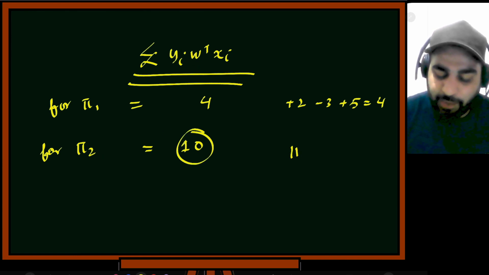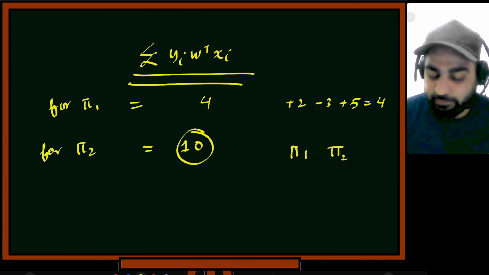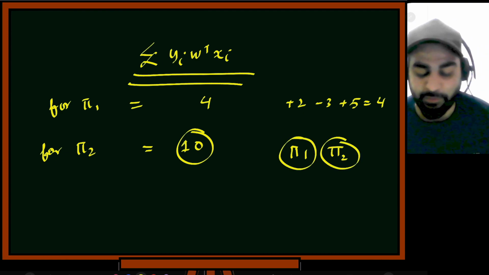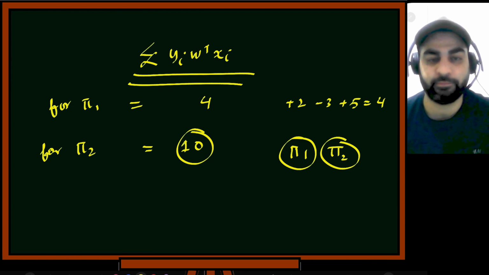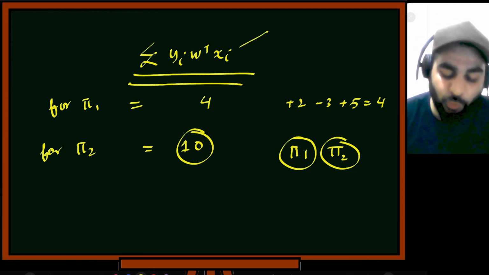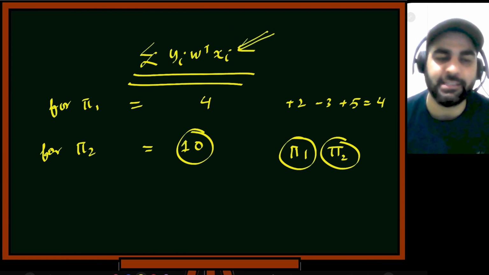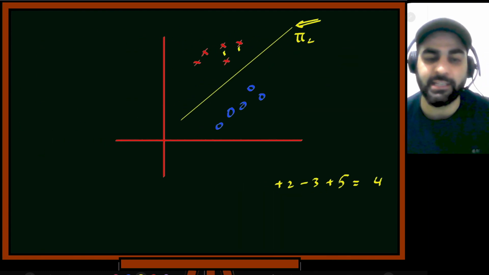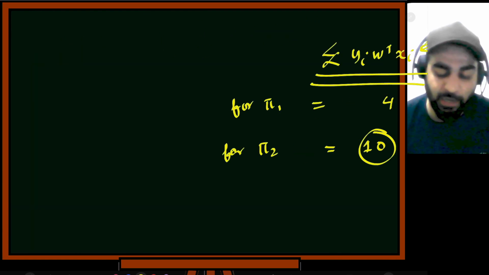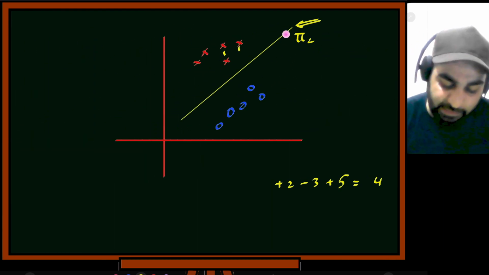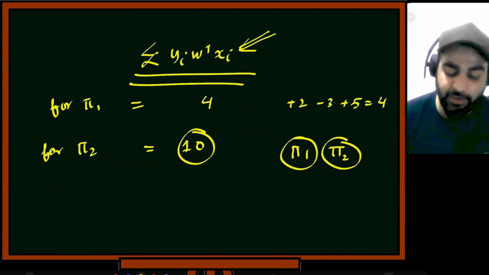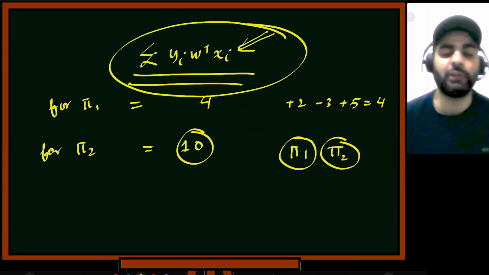So which is better? Is pi 1 better or pi 2 better? Which plane is better? Zakir, which plane is better? Pi 2. Why is pi 2 better? Because the whole point is to maximize this. Geometrically you can also see that this is the pi that maximizes it. That's what I say: you have to find such a w. By w I mean you have to find a plane, such a plane for which this value is maximized. I hope that you understood this point.